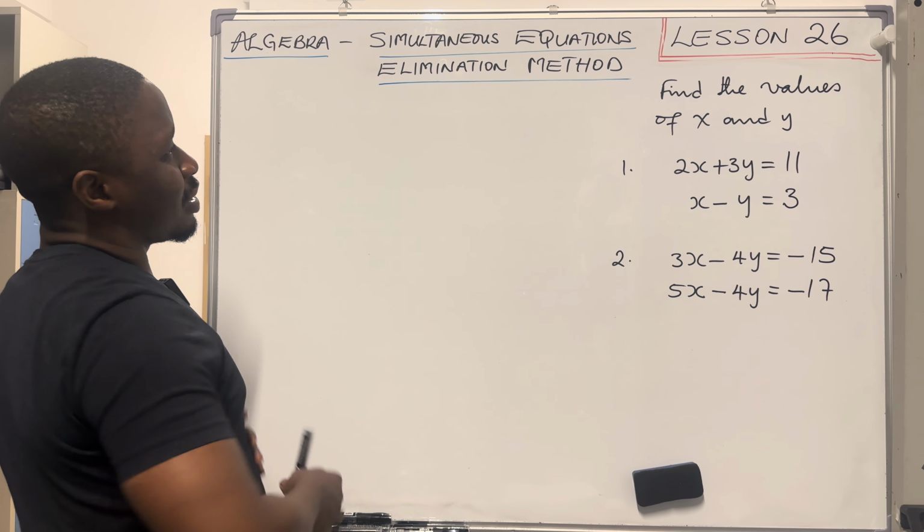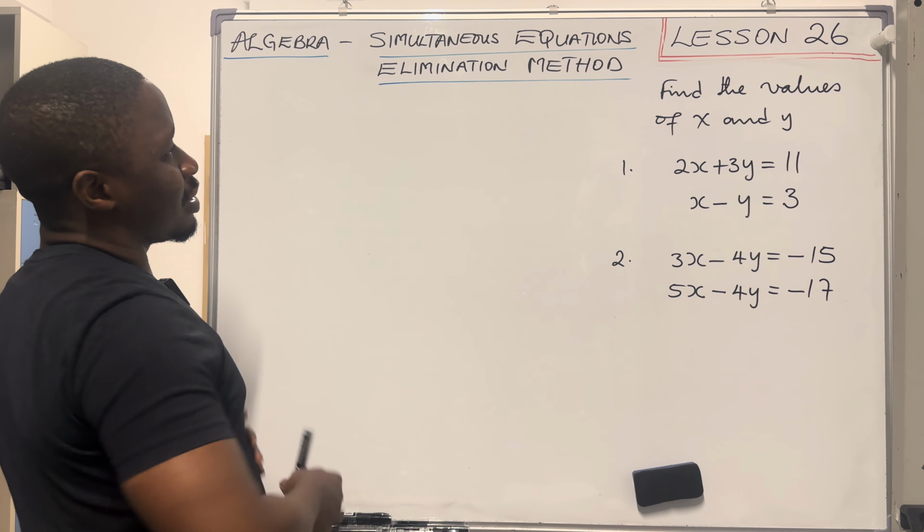So when we are adding, it doesn't matter whether we say the top plus the bottom or the second equation plus the first equation. It doesn't matter because we are adding. Addition is commutative, so that one will not be any problem. So 2x plus 3x is 5x equal to 11 plus 9 is 20. We are finding x and y.